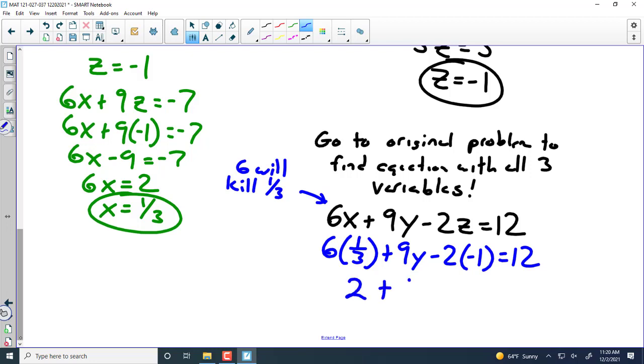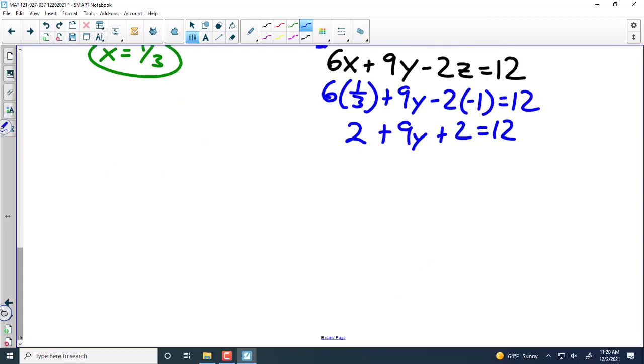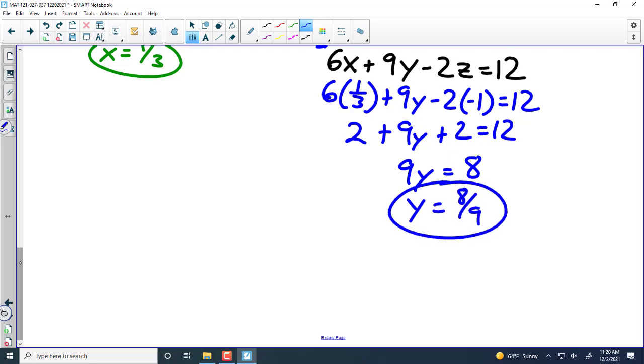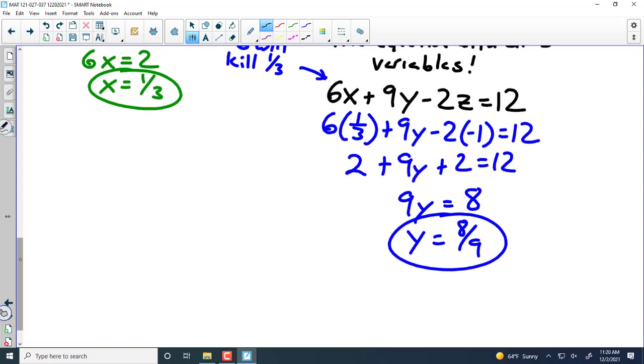Give me 2 plus 9y plus 2 equals 12. Give me 9y equals 8. And y equals 8/9. So my final answer is 1/3, 8/9, negative 1.